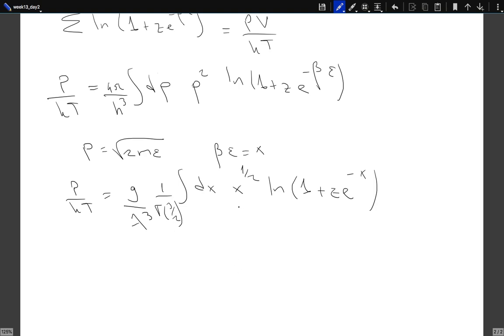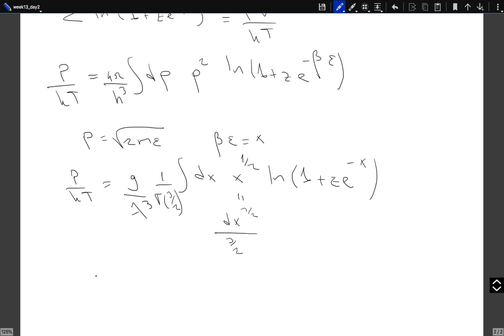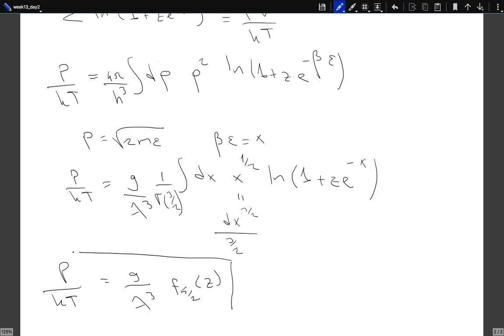Now we can do an integration by parts. x to the power 1/2 is just the derivative of x to the power 3/2 divided by 3/2. And if you just do the integration by parts, etc., you obtain that this is equal to g over lambda cube, again the same f, this time 5/2 of z. Now this is valid for any temperature, for any z.